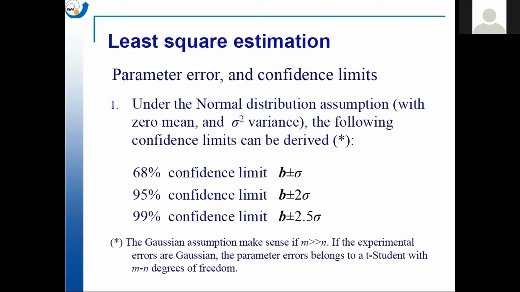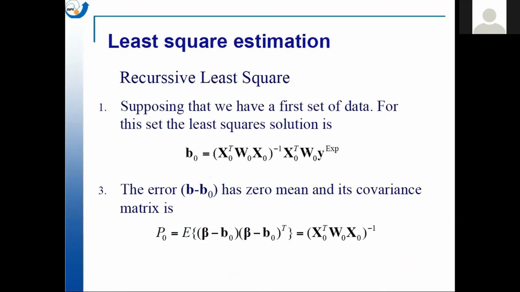Okay, and so you can compute the confidence interval. If you take into account only the standard deviation, the double of the standard deviation is 95% of confidence interval, and 99% of confidence interval is the estimation parameter multiplied by 2.5 standard deviations.